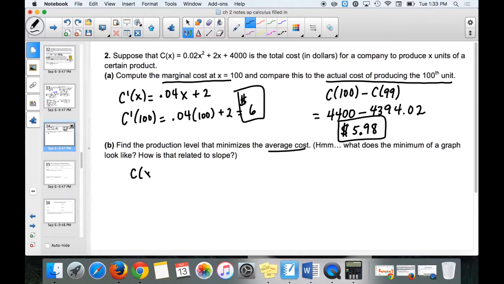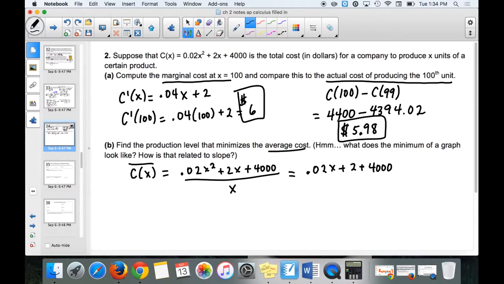So the average cost is our C bar. So we're going to take our total cost, and we're going to divide by x. Right, that's what C bar was, divide by the total number. So we get 0.02x plus 2 plus 4,000 over x, which I'm going to write as 4,000x to the negative 1, because I want to take the derivative of it quickly.